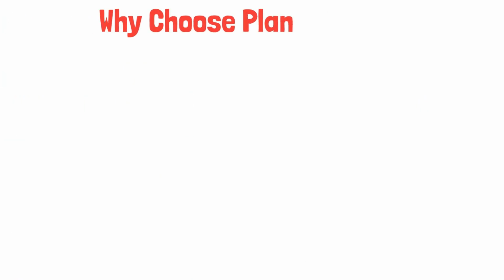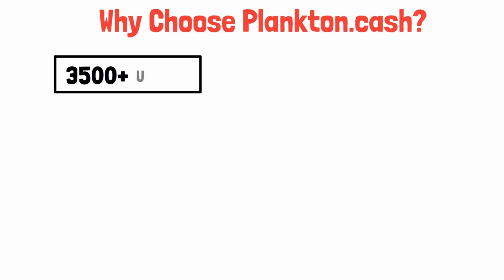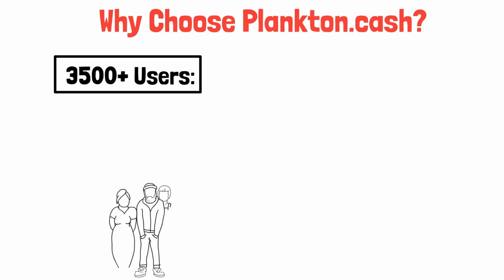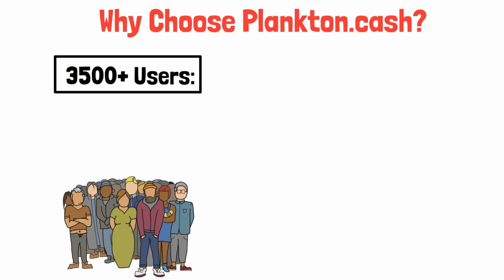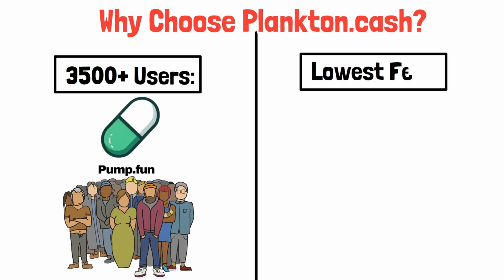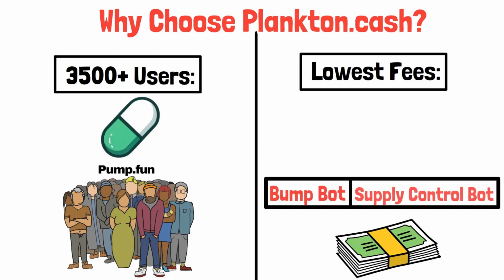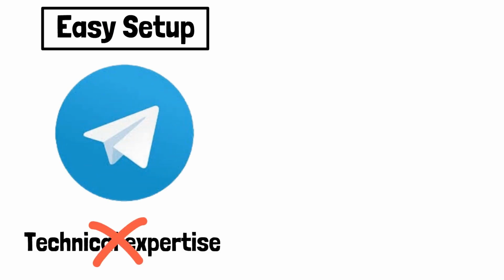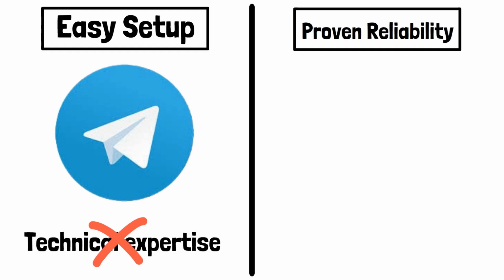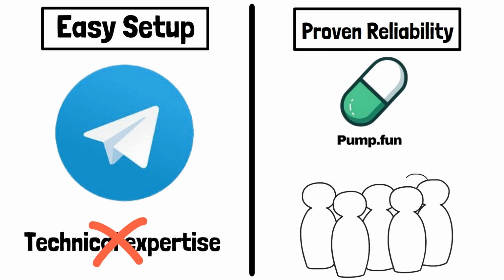Why choose Plankton.cash? 3,500 plus users. Join a growing, thriving community of developers and traders using one of the first tools for Pump.fun success. Lowest fees. Enjoy 5x lower fees for both the Bump Bot and Supply Control Bot, ensuring maximum profitability. Easy setup. Start in minutes with a seamless Telegram-based system. No technical expertise required. Proven reliability. Built by one of the first movers in the Pump.fun ecosystem, trusted by thousands of users.